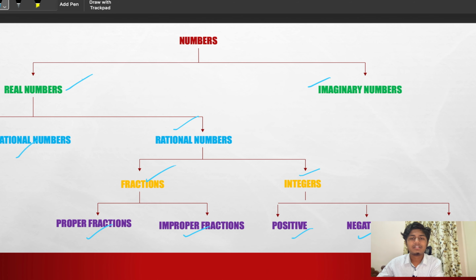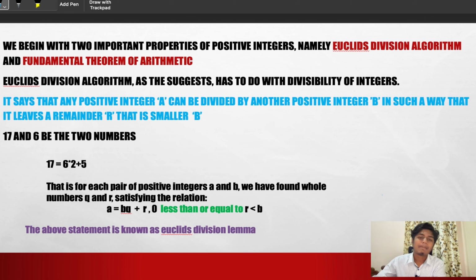So let's move on. We begin our chapter with two important topics on positive integers, namely Euclid's division algorithm and fundamental theorem of arithmetic. Fundamental theorem of arithmetic will be taught in the next class. Now let's discuss Euclid's division algorithm. Euclid's division algorithm, as the name suggests, deals with the divisibility of integers. Euclid's division algorithm says that any positive integer a can be divided by another positive integer b in such a way that it leaves a remainder r that is smaller than b.